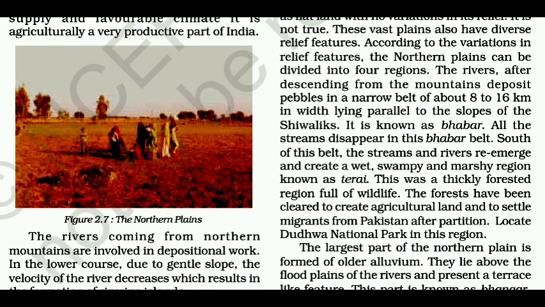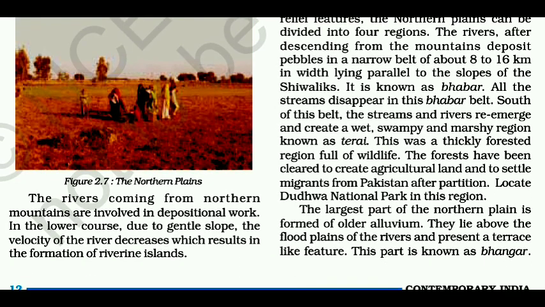The rivers, after descending from the mountains, deposit pebbles in a narrow belt of about 8 to 16 kilometers in width lying parallel to the slopes of the Shivaliks. It is known as Bhabar. All the streams disappear in this Bhabar belt.